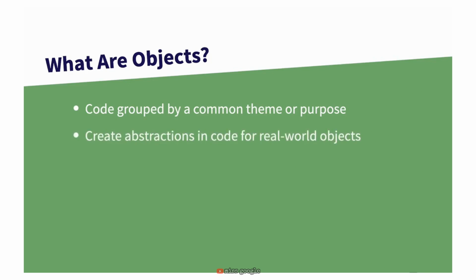We can also use software objects to create abstractions for concepts in our code, as if they were real-world objects. And this is probably a more common use than just grouping them together by some basic theme. If we have a website that's selling products, then we would probably have a customer object, and that would be an abstraction for the real-world customer object.